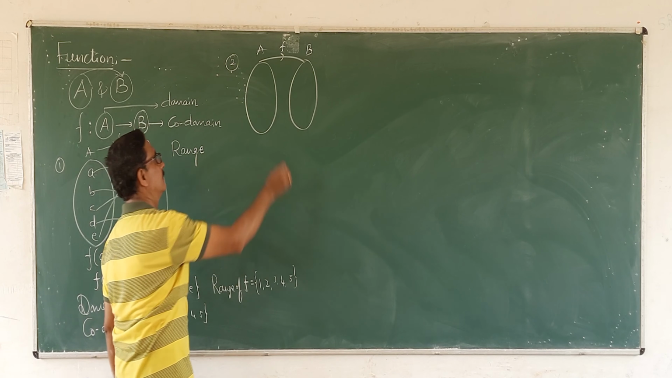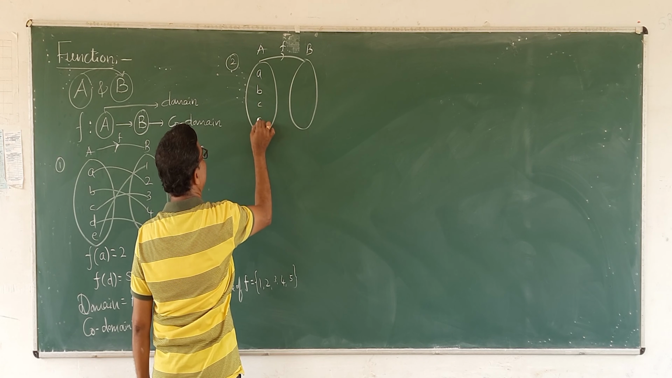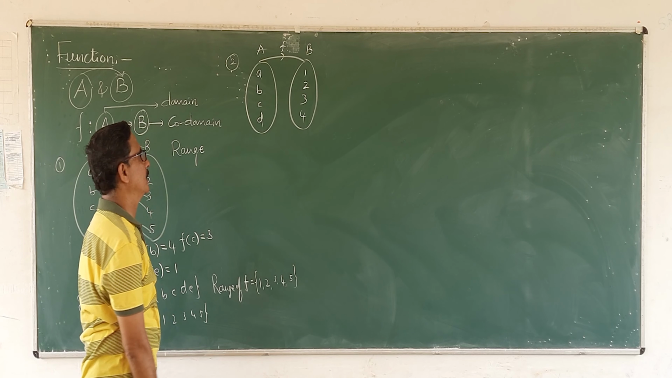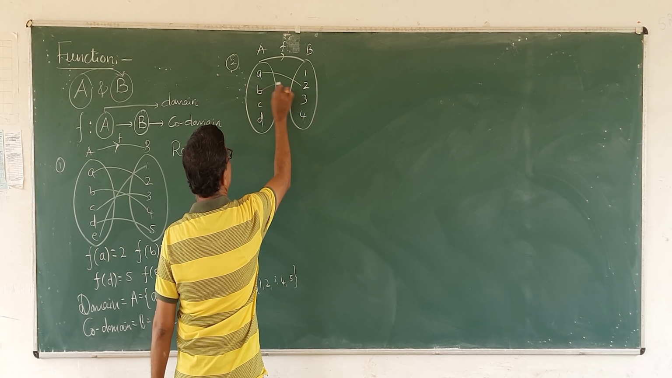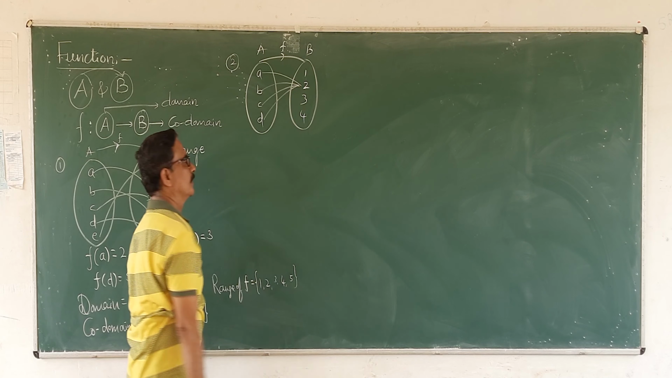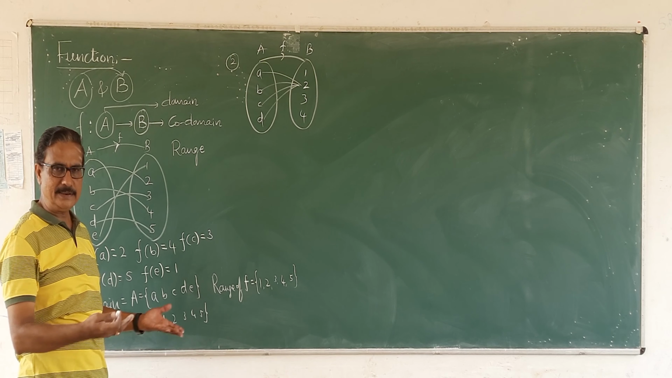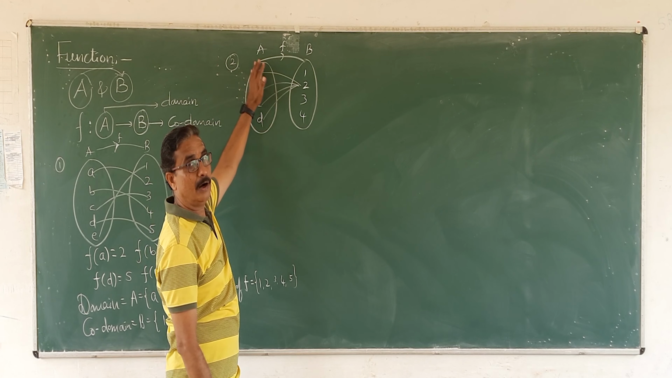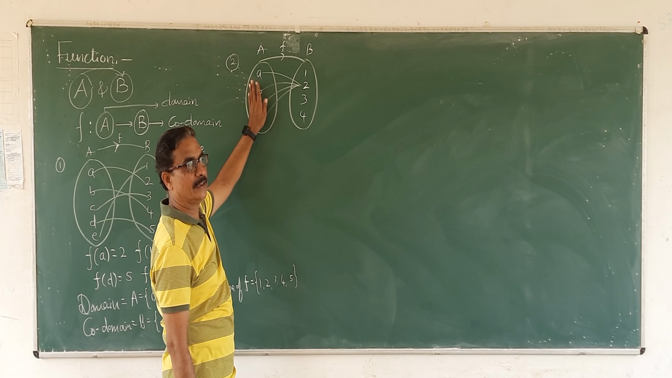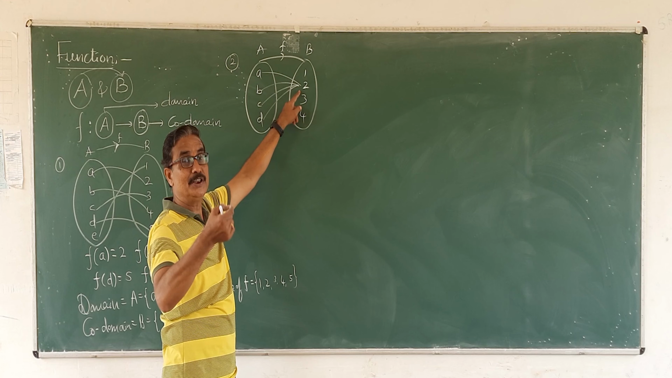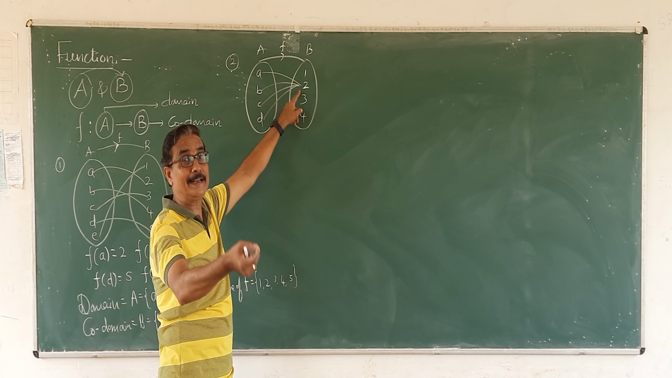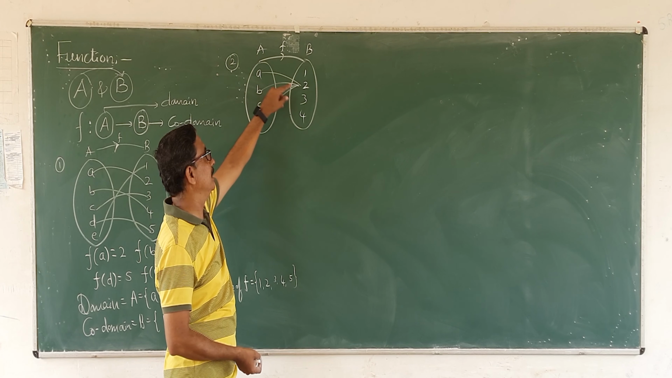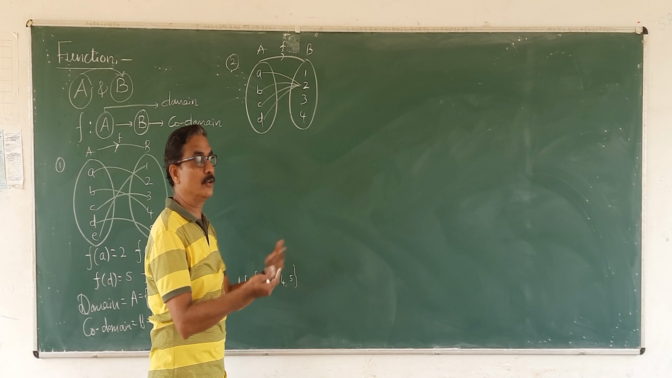A is a set consisting of 4 elements A, B, C, D. B is a set consisting of 4 elements 1, 2, 3, 4. Verify whether it is a function or not. Observe, is it a function or not? Yes, it is a function, because by the definition of function, all the elements of set A are associated with a unique element, at least one element in the set B. All the elements' images meet at one place, that is also a function.